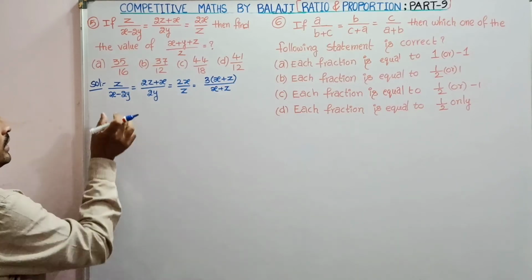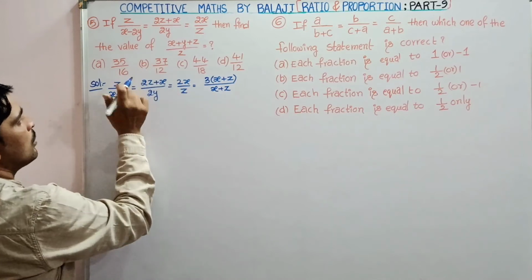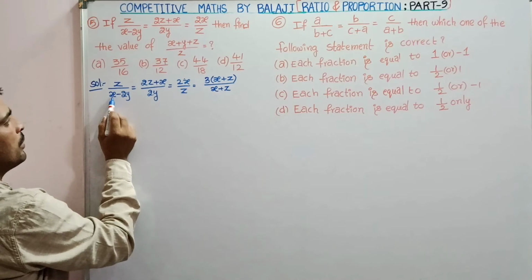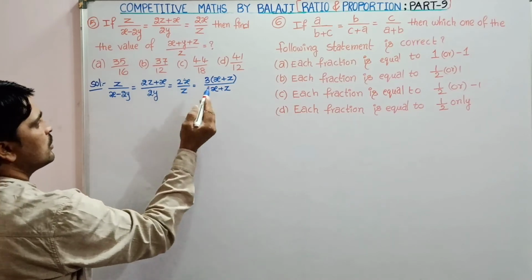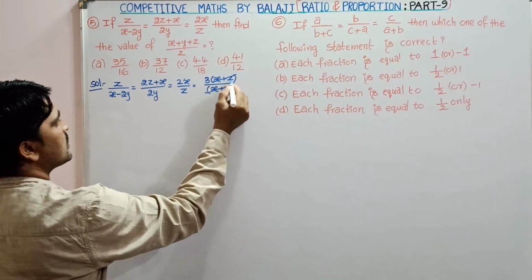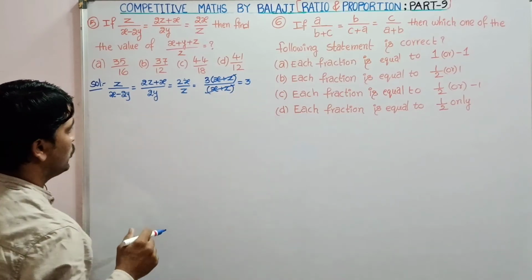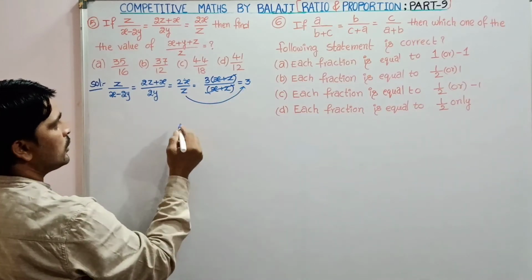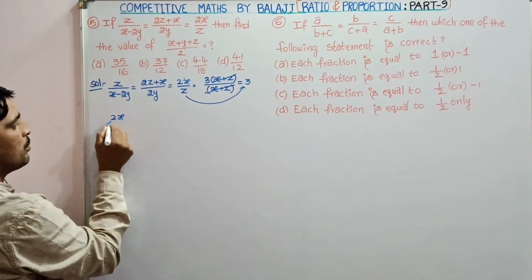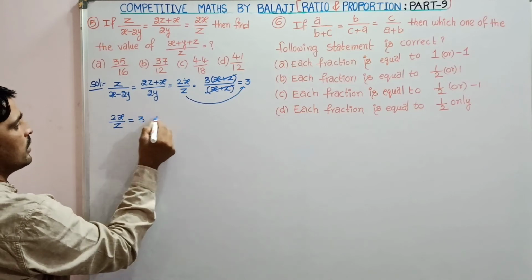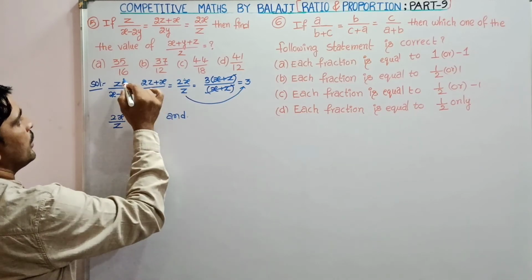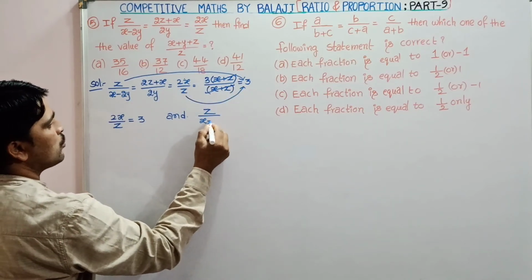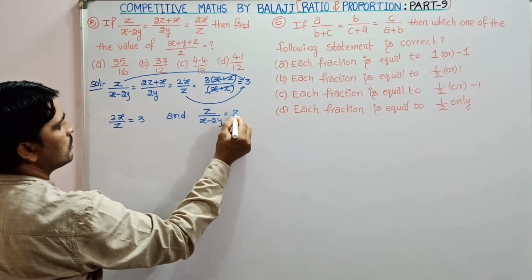So by the add-endo property, each ratio is equal to the sum of numerators by the sum of denominators. In the denominator, minus 2y plus 2y gets cut, and we have x plus z. Again, x plus z cuts, and we get finally 3. So each ratio is equal to 3. Then we get two conditions: 2x by z is also equal to 3, and each ratio is equal to 3. Therefore, z by x minus 2y is also equal to 3.